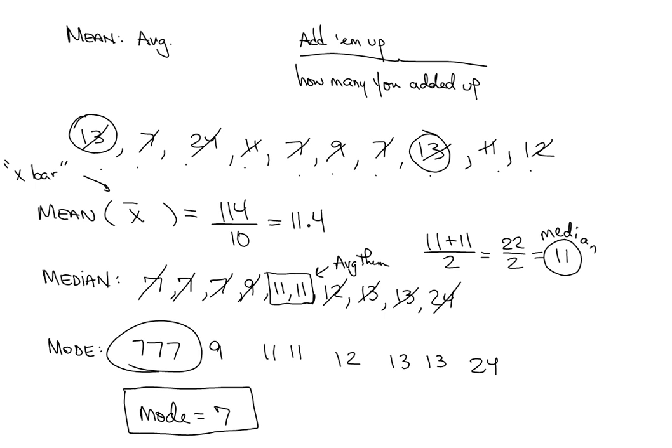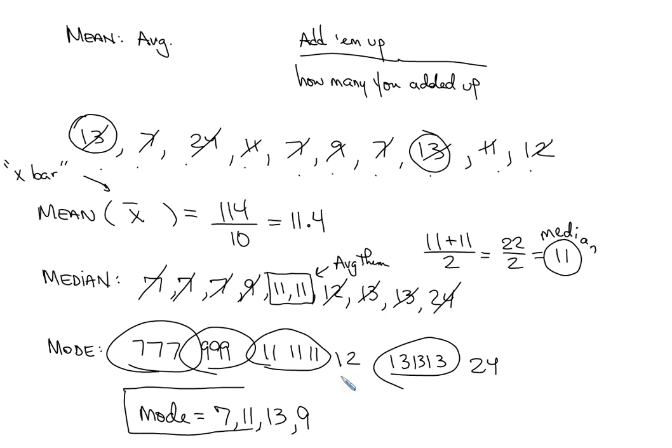What would happen if I threw another 11 out here? Then what would my mode be? 7 and 11. You could have 2 modes, right? What happens if I threw another 13 on here? Now what? What happens if I threw some more 9s in here? What if I threw some more 12s in here? And finally, what happens if I throw some more 24s on here?